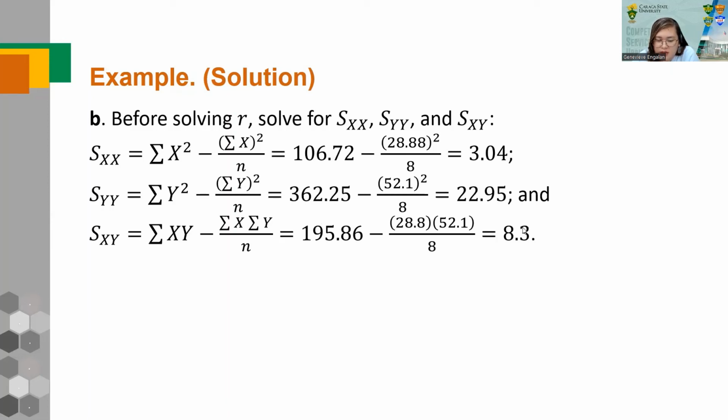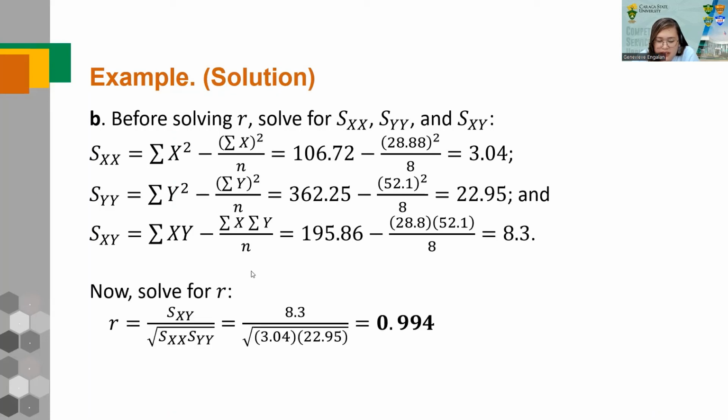Then, with these three, we can now solve for R. Our R is SXY over the square root of SXX times SYY. So, you have 8.3 over the square root of 3.04 times 22.95. So, the answer is 0.994. That is correct.